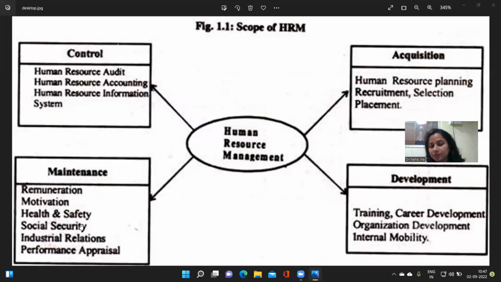Next one is health and safety. What is health and safety? Obviously, like insurance and all, what we give.